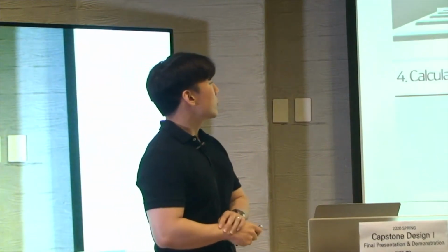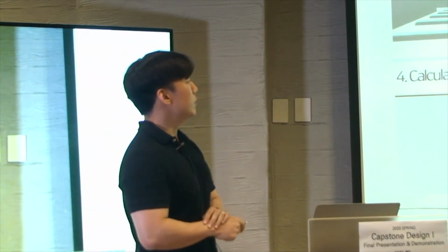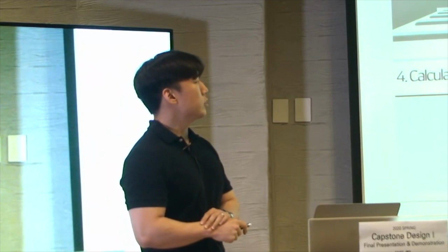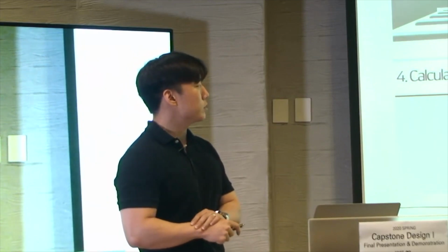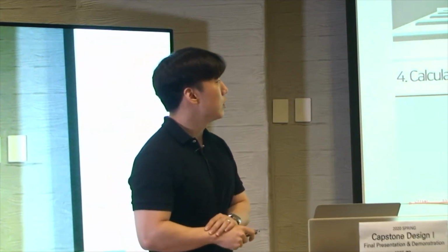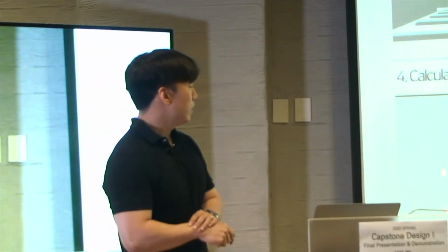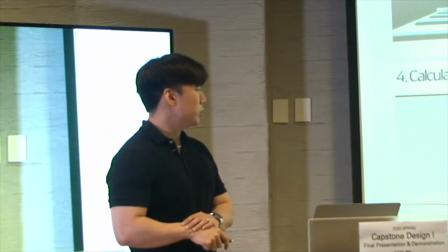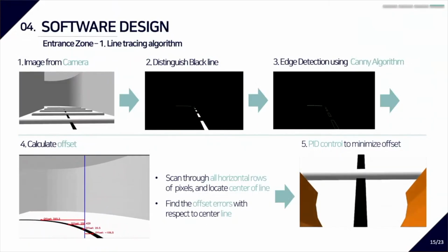And let's look at the software design. In the entrance zone, we need to do line tracing. So we receive the image from the camera, distinguish the black line, and convert this black line into white pixels, and everything else in the background is black pixels. We proceed with edge detection using the Canny algorithm and calculate the offset continuously while we are doing the line tracing.